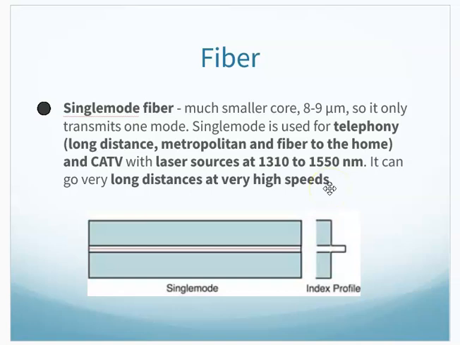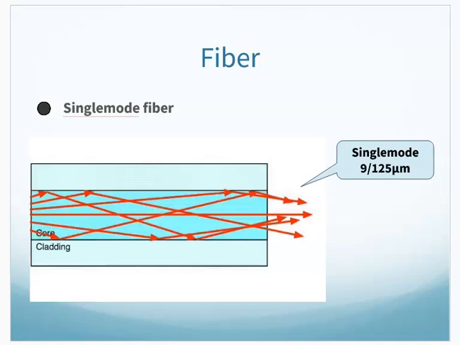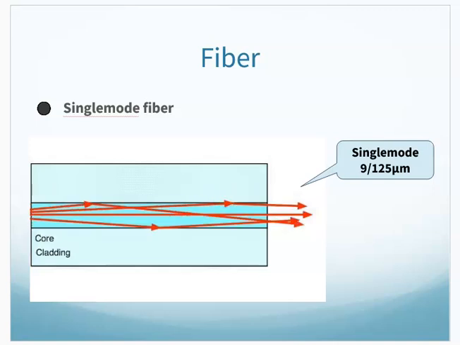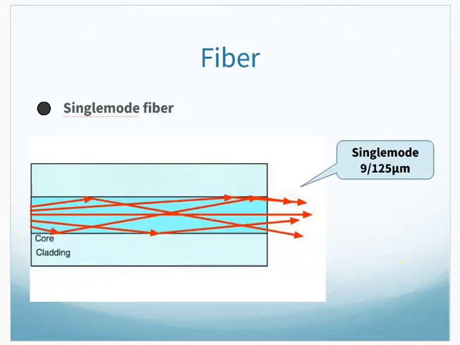As I like to say, longer wavelength, longer distance. That's something to keep in the back of your brain. So with your single mode fiber, they're making the core so much smaller that you basically have one ray of light, one mode of light traveling down the fiber to represent that one.